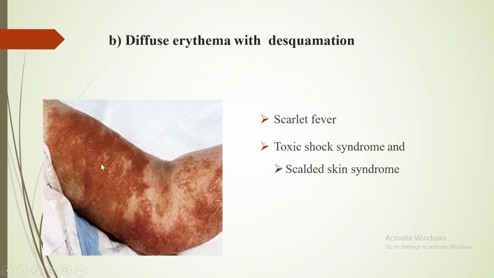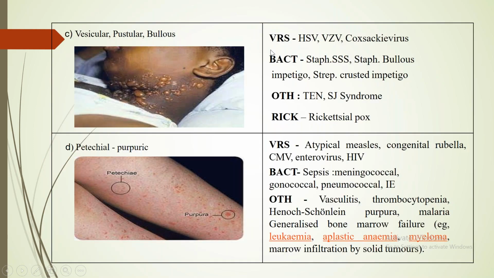So just look at this limb. There is diffuse erythema, there is diffuse swelling, and if you look lower down, there is desquamation of the skin. This is the extensive involvement mainly seen in scarlet fever and toxic shock syndrome. Then these are the vesicular lesions which you see in chickenpox, herpes, and sometimes rickettsial pox also. Then the petechiae and the purpura, as I told you, can be seen in meningococcal infections, in autoimmune diseases like HSP, immune thrombocytopenia, that is ITP, and in leukemias. So these are the typical pictures.